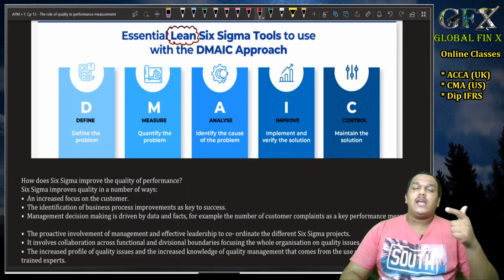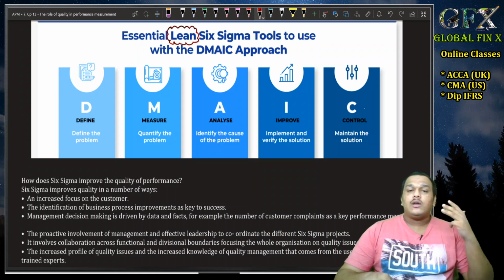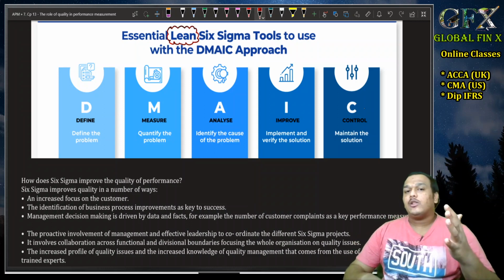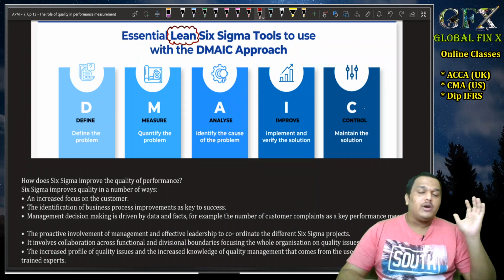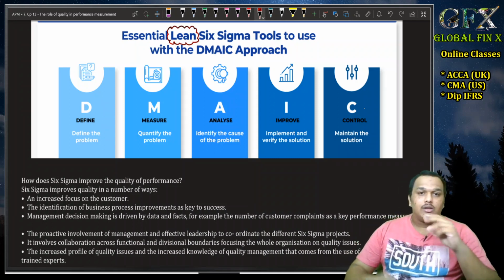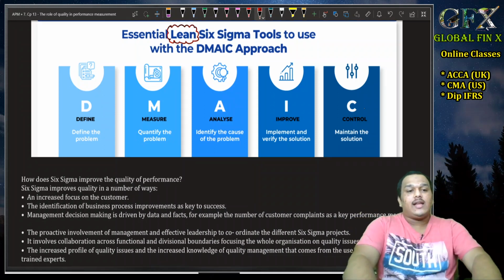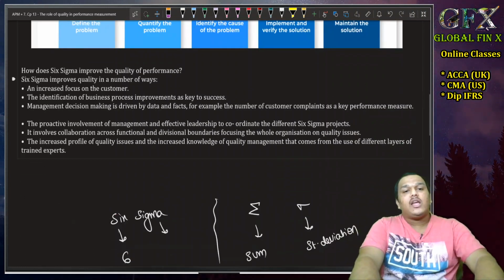What are those, sir? DMAIC. Define the problem, measure the problem, analyze the reasons and root cause for the problem, improve the problems by creating solutions, and control the processes by maintaining the solution for upcoming activities. Clear with this? Chalo. Next one is, how does Six Sigma improve the quality, sir?